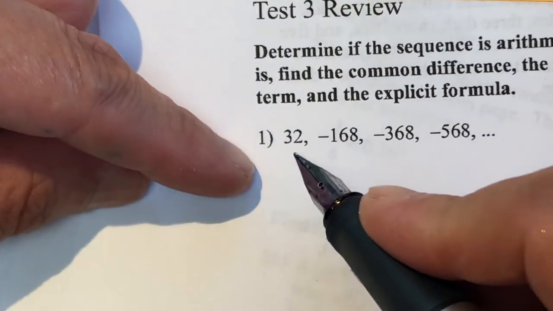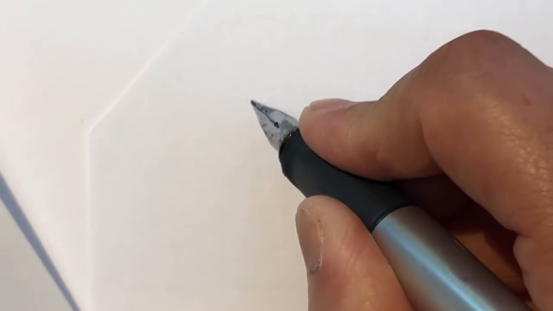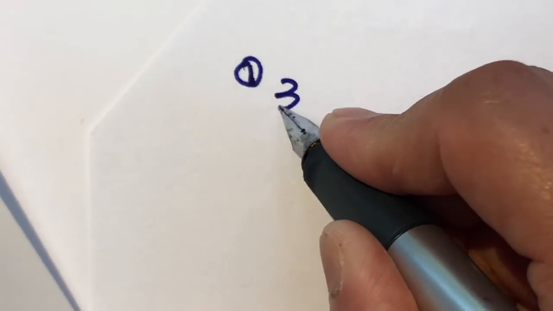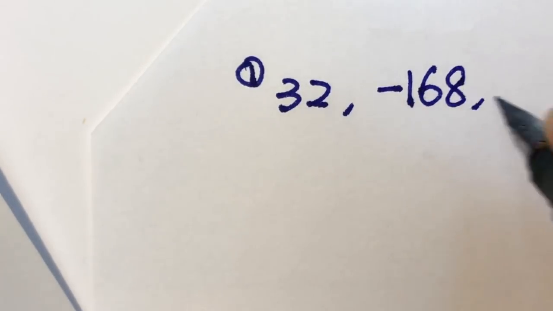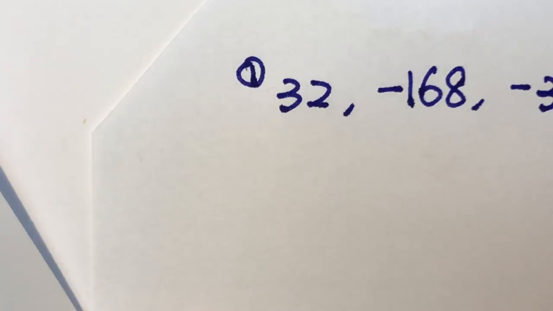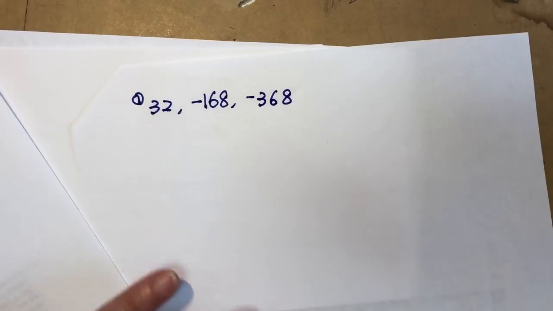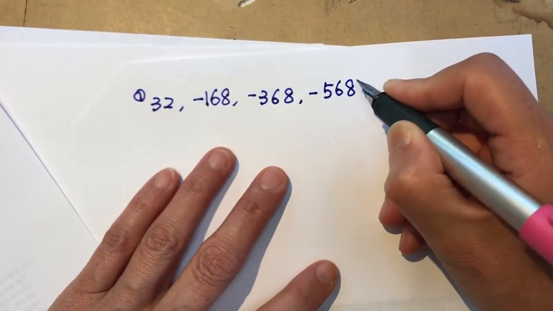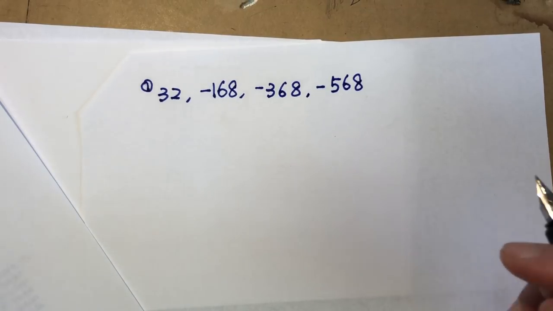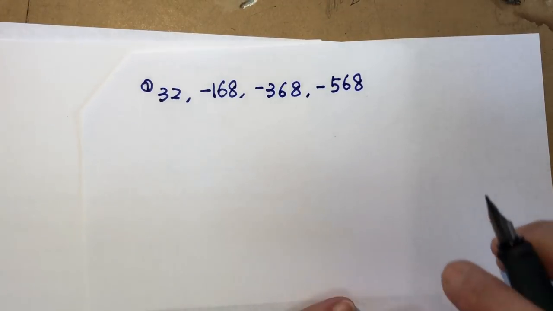So let's see the first two items. We can use the first item minus the second item. Let me copy this problem. One is 32, negative 168, negative 368, and negative 568. Sorry, the paper all fell down.